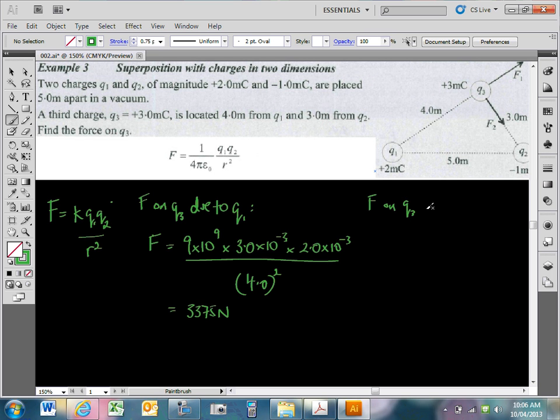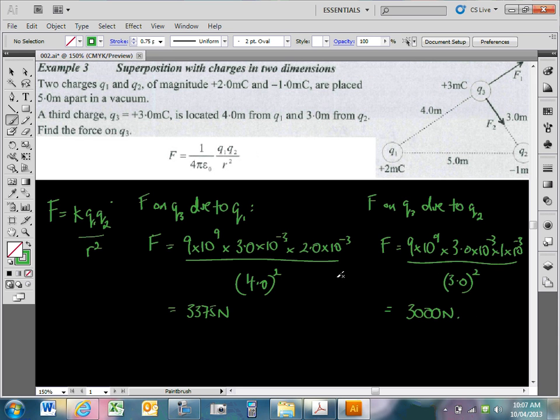Force on Q3 due to Q2. K, Q3, and I'm going to fit in 1 times 10 to the minus 3, over the distance between them squared, 3.0 squared. Don't forget the squared, that's a common mistake. I think I've probably said that 5 times now. That gives 3,000 newtons.